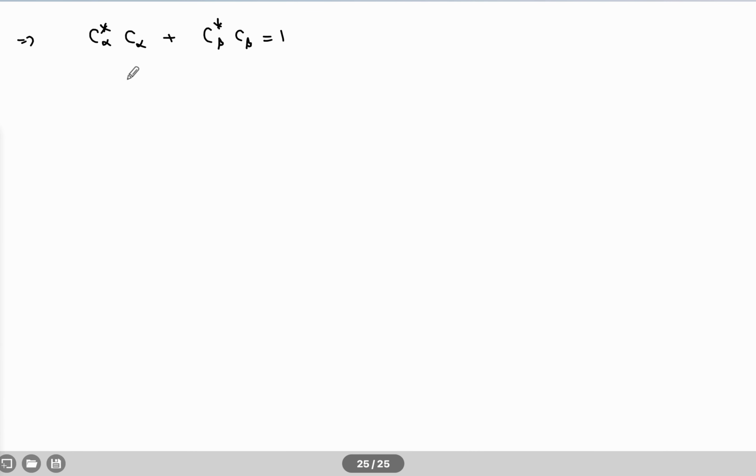Now this is nothing but probability of finding the spin in beta state, right?